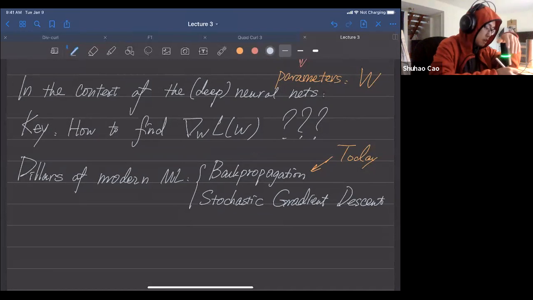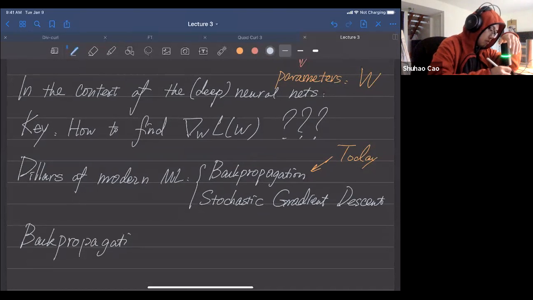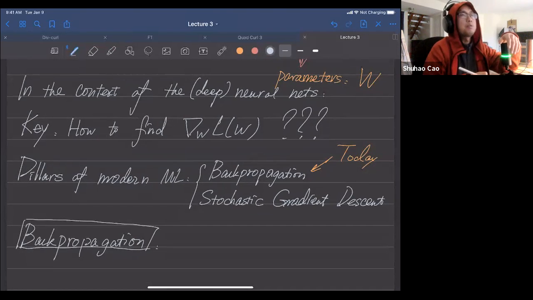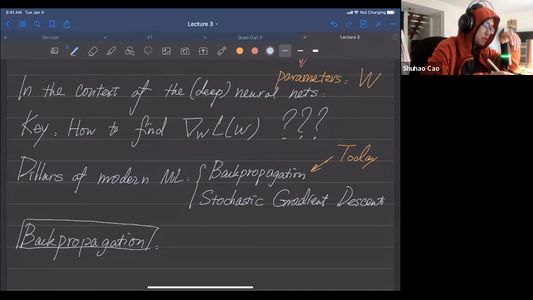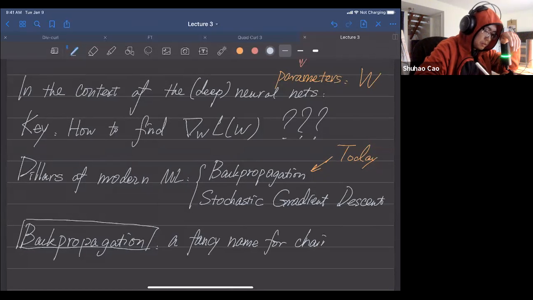And let's look at some definitions. What is backpropagation? The definition is pretty simple. It's just a fancy name for the chain rule.